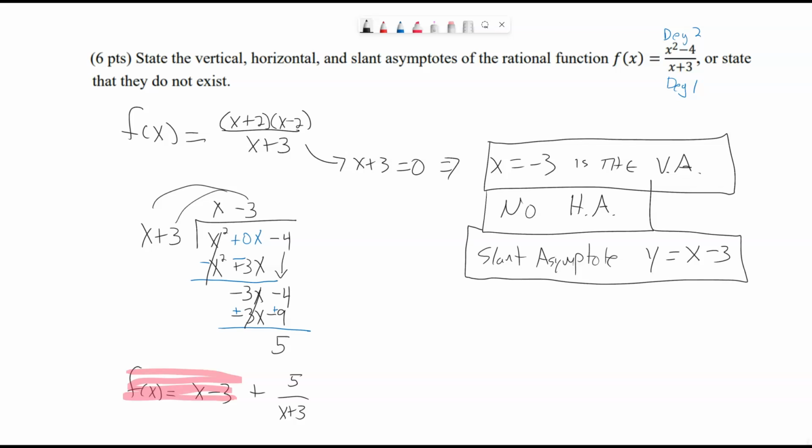So this completes the question they have asked. State the 3 different types of asymptotes if they exist.